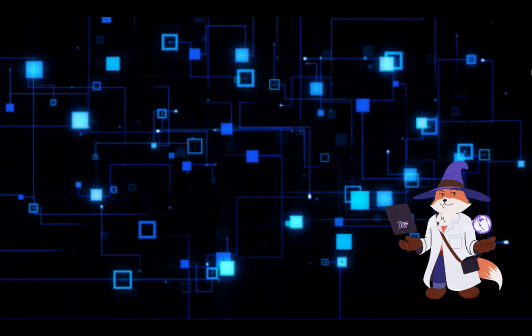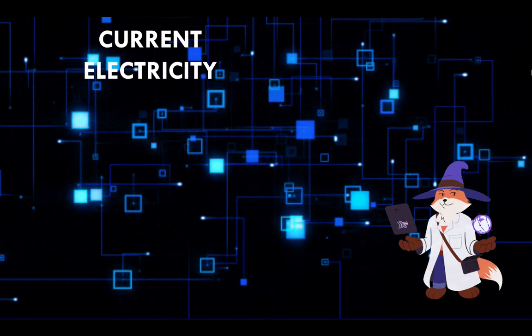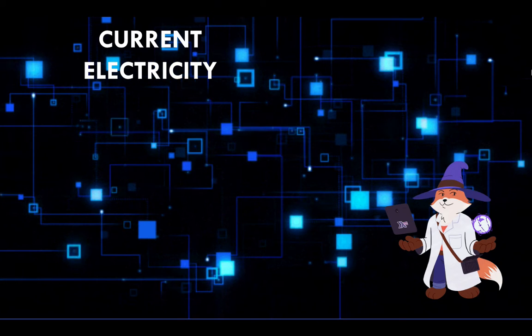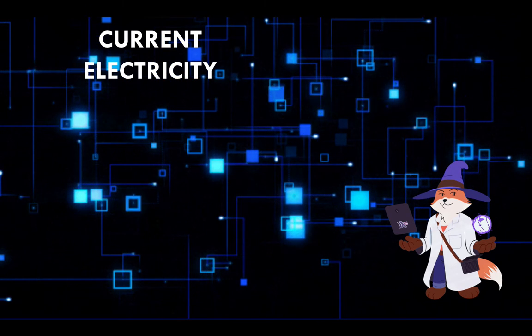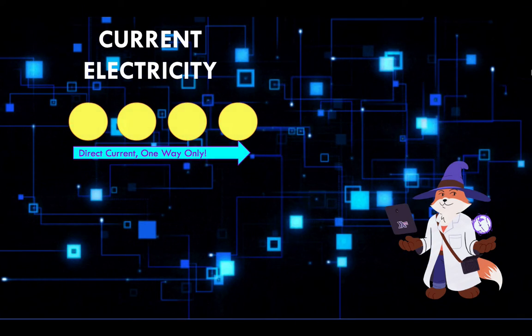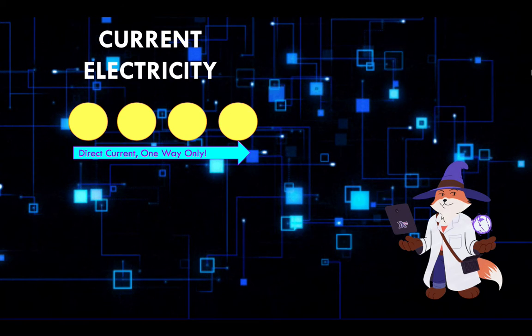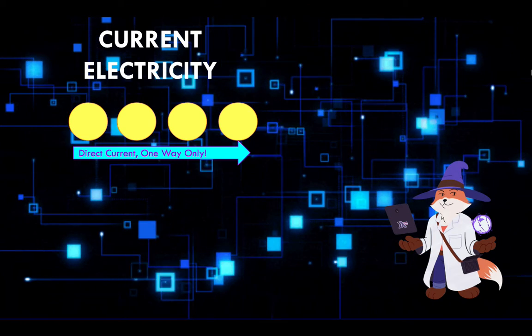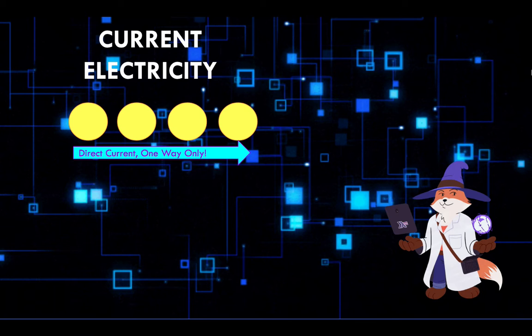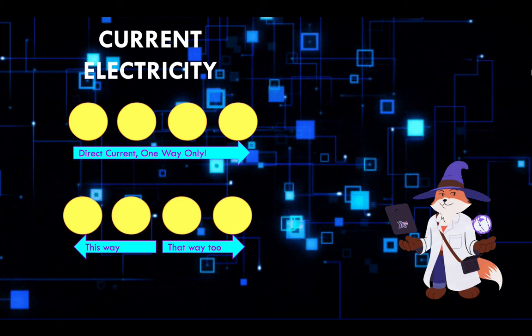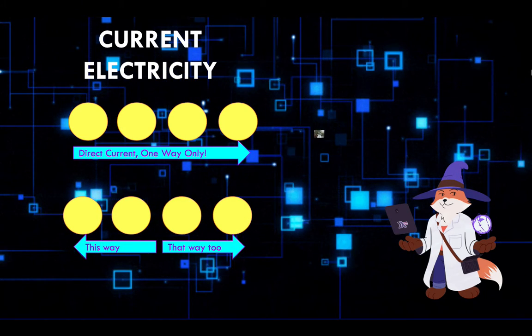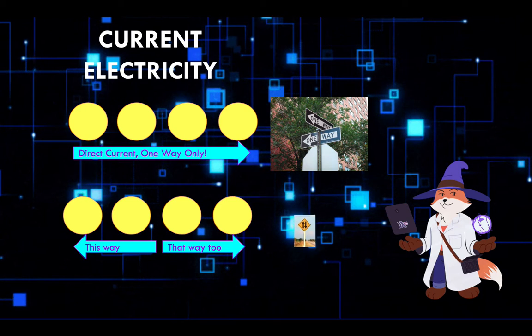There are two types of current electricity. Direct current, or DC, is when all the electrons flow in one direction. Alternating current, or AC, is when the electrons flow in both directions. You can imagine them as traffic signs too.